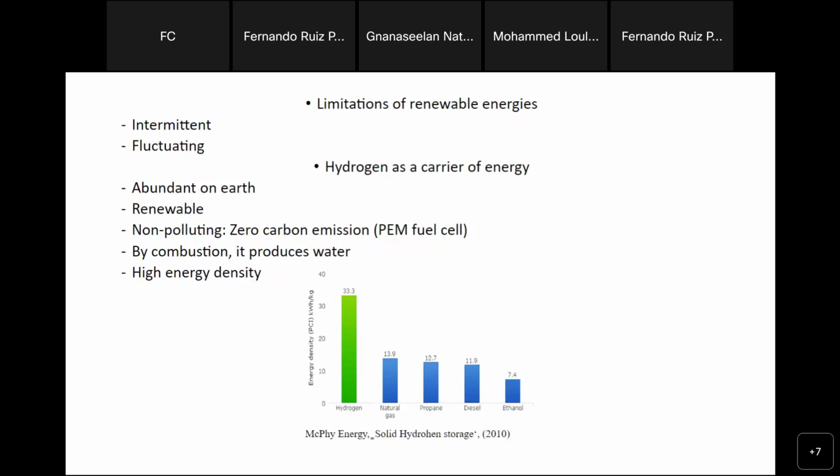the secondary sources, hydrogen is considered as a potential alternative because it is abundant on Earth and renewable, and non-polluting because it has zero carbon emission. Since it is used with the proton exchange membrane fuel cell, and by combustion it produces just water, and it has a high energy density as illustrated in this figure. The energy density of hydrogen is 3 times that of diesel.